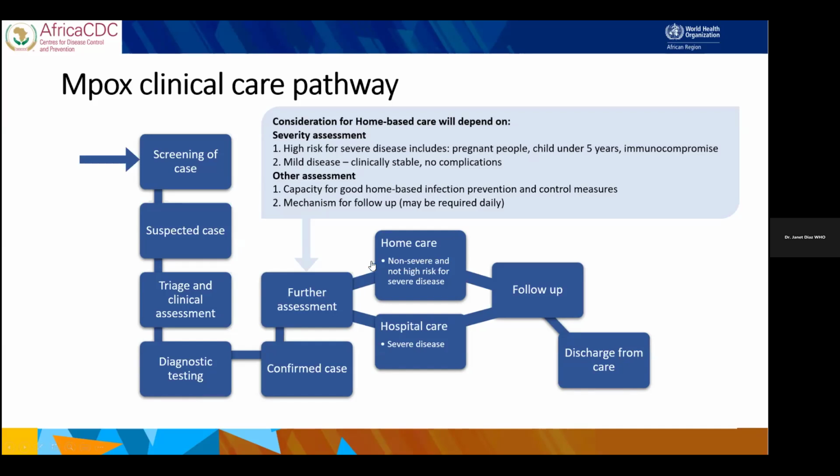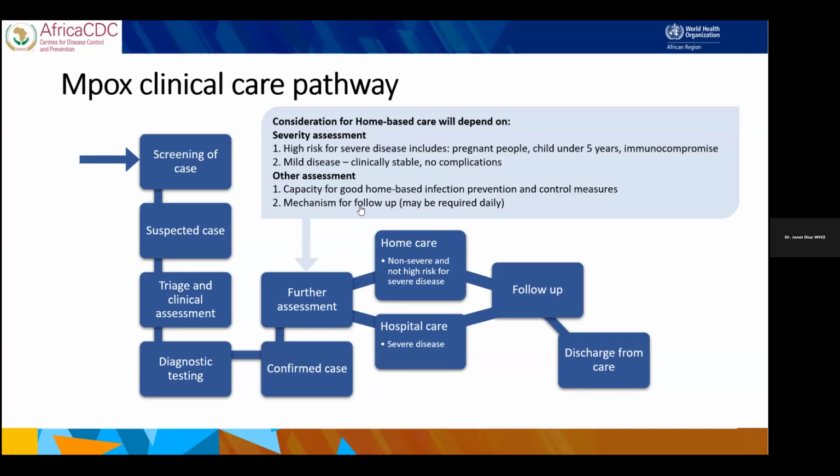At the top, you can see the considerations for home care guidance, and this will be a publication soon by the WHO, we hope in the next week or two. So good patients to consider home care are patients who do not have severe disease, so patients who are mild, are clinically stable and have no complications, and also patients who are not from high-risk groups. This means high-risk patients include pregnant persons, children under 5 years old, and patients who are immunosuppressed or have malnutrition. So consider home care in patients who are not severe and not at high risk.